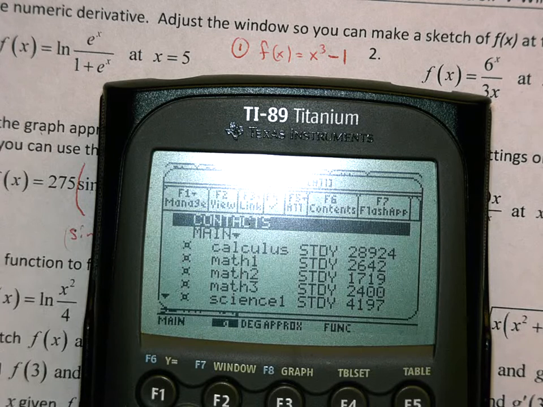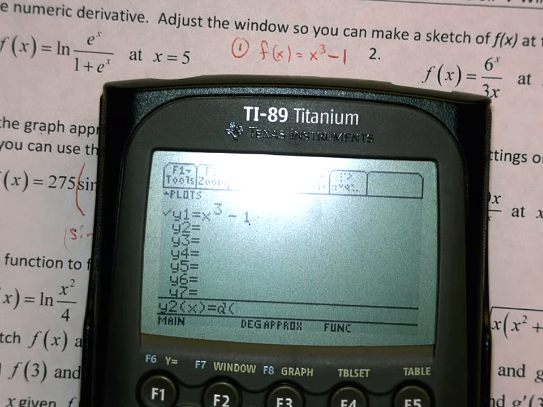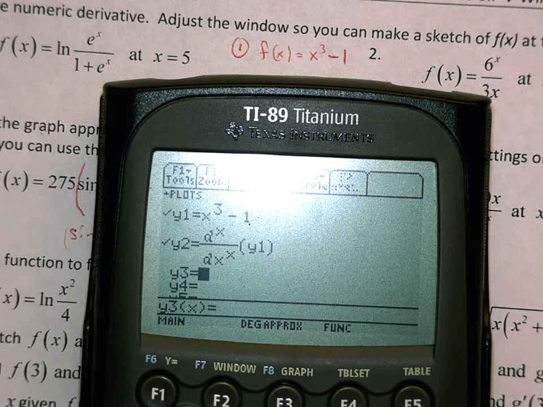Let's get out of that one. What do you want to say? I wanted to say y1. And I think I can actually type in y1. I don't know though. We'll see. Comma, x, parenthesis, enter. Let's see if that works. I don't know. We'll find out.